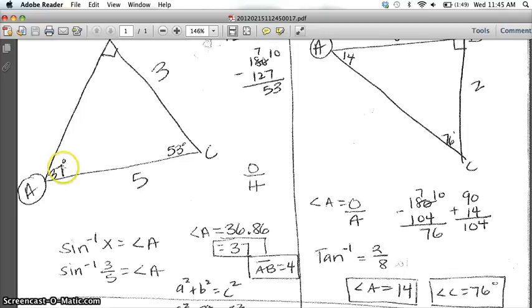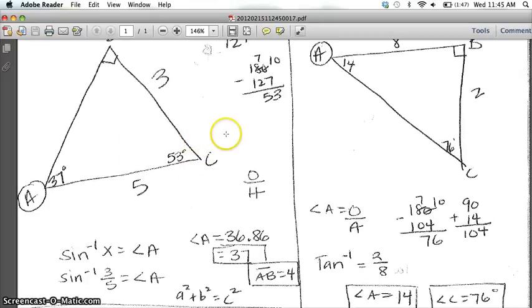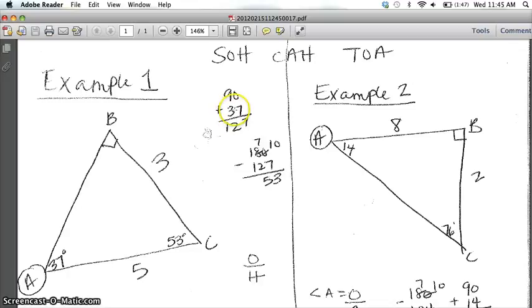Now, remember that all three angles in a triangle add up to 180 degrees. So we can now find angle C by adding up 37 degrees. We did the math up here: 37 degrees plus 90 degrees is equal to 127 degrees. Then you take 180, you subtract 127, and angle C is going to be equal to 53 degrees.